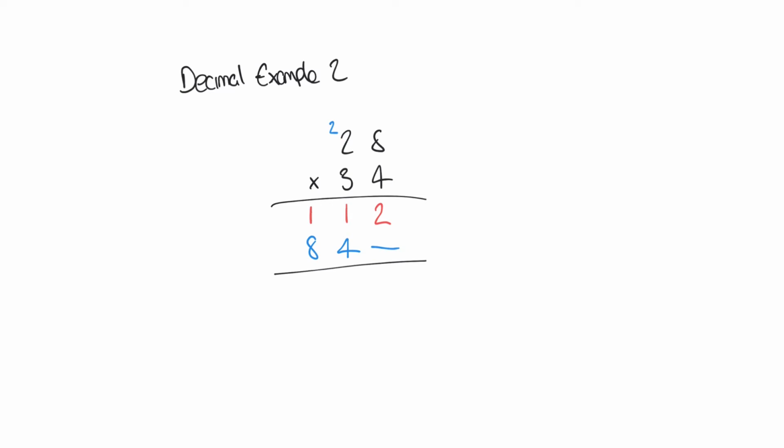2 plus 0 gives us 2. There we go. 1 plus 4 gives us 5. And 1 plus 8 gives us 9. And so we found our final result there. 28 times 34 gives us 952.